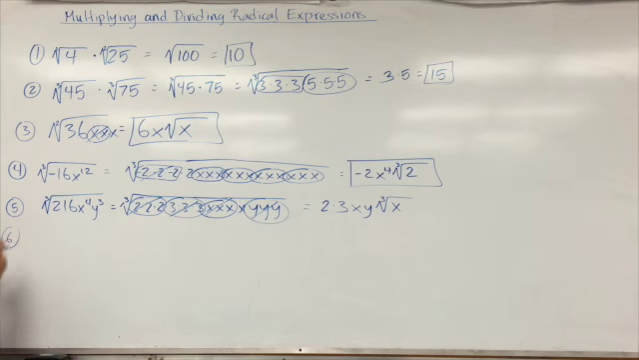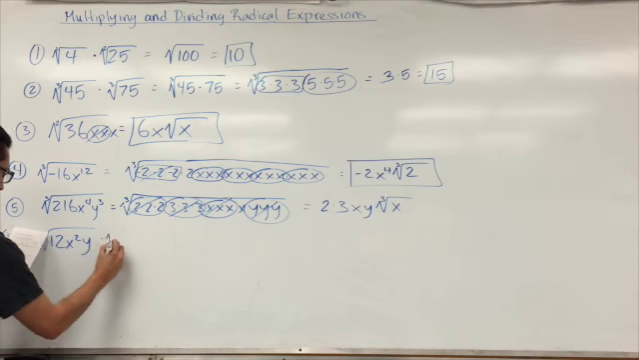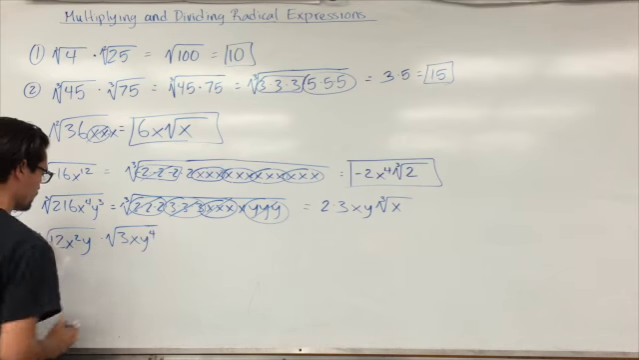Let's try this one. Multiply and simplify. Now I'm going to skip that one. I think you guys can handle that one now. Let's try this one here. 12x squared y times 3xy to the 4th.